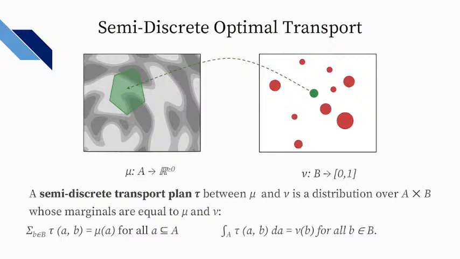What does that mean? It means that if I take a point a in this space and sum tau(a, b) over all b in the support of the discrete distribution, that should be equal to mu(a). Similarly, if I take any point b in the support of the discrete distribution and integrate tau(a, b) over the entire space A, that should be equal to nu(b). They're essentially saying that the mass from this discrete distribution is being transported entirely to the continuous distribution.